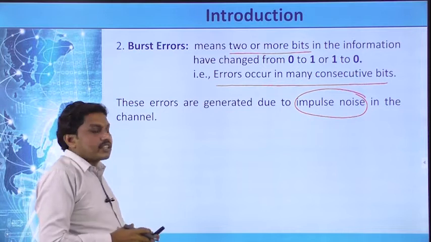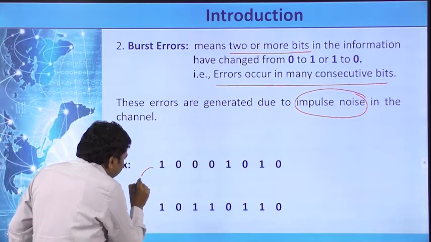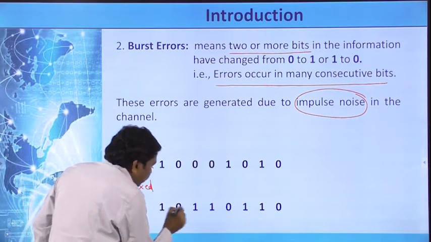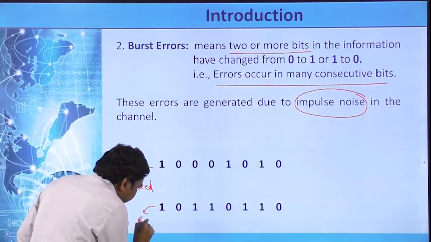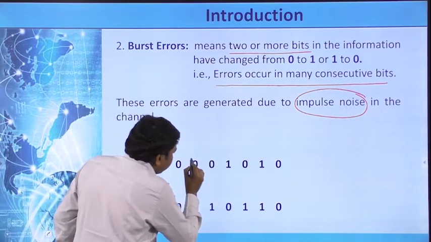So let us see an example. These are the bits transmitted. These are the bits received at the receiver side. Right? So look here carefully in this block.